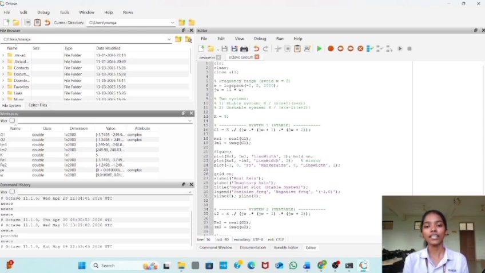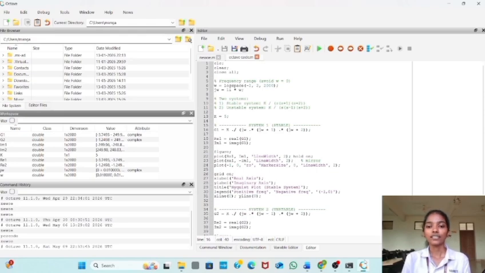Next is RE1, that is equal to real of G1. This command extracts the real part of the transfer function response. The real values are required to plot the Nyquist graph on the x-axis. Next is IM1 is equal to imag of G1. This command extracts the imaginary part of the transfer function response. These values are plotted on the y-axis.